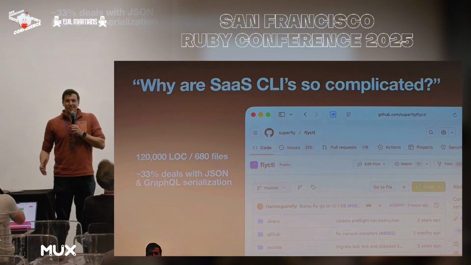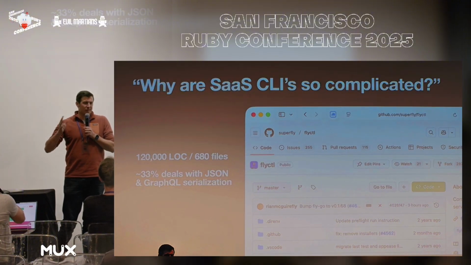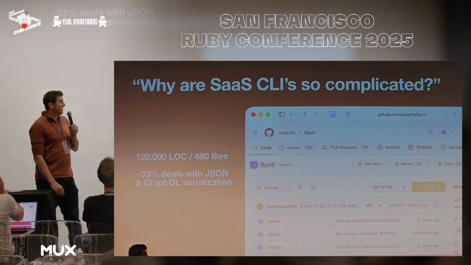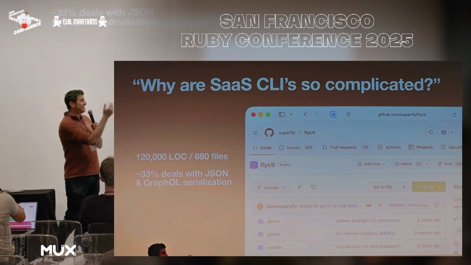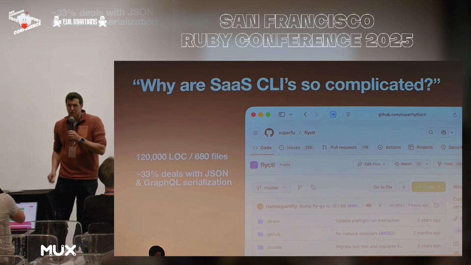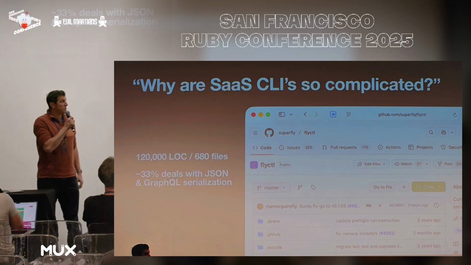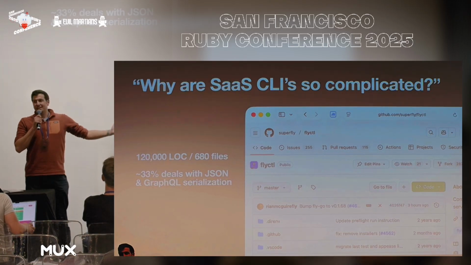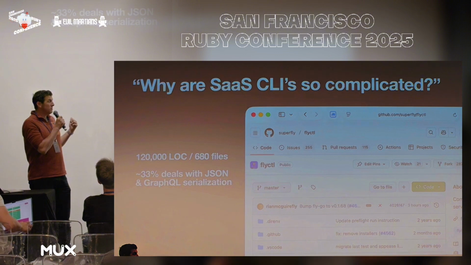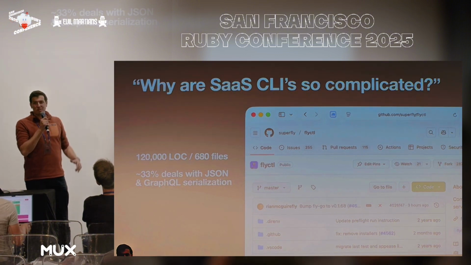So I came head on to this thing when I was working at Fly, which was roughly about a year ago, and I crack open the repo and boom, I see this thing. It's got 120,000 lines of code spread out across almost 700 files. And I'm thinking, this is insane, right? Why is there this huge repo just to send these text commands to and from a server?